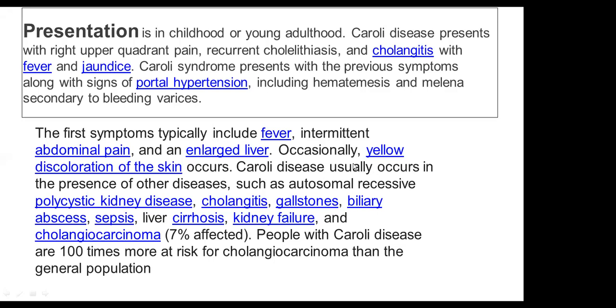And Caroli disease usually occurs in the presence of other diseases like autosomal recessive polycystic kidney disease. Cholangitis, gallstones, biliary abscesses, and sepsis may be complications, as well as liver cirrhosis, renal failure, and cholangiocarcinoma, affecting 70%. People with Caroli disease are at 100 times more risk of cholangiocarcinoma than the general population.